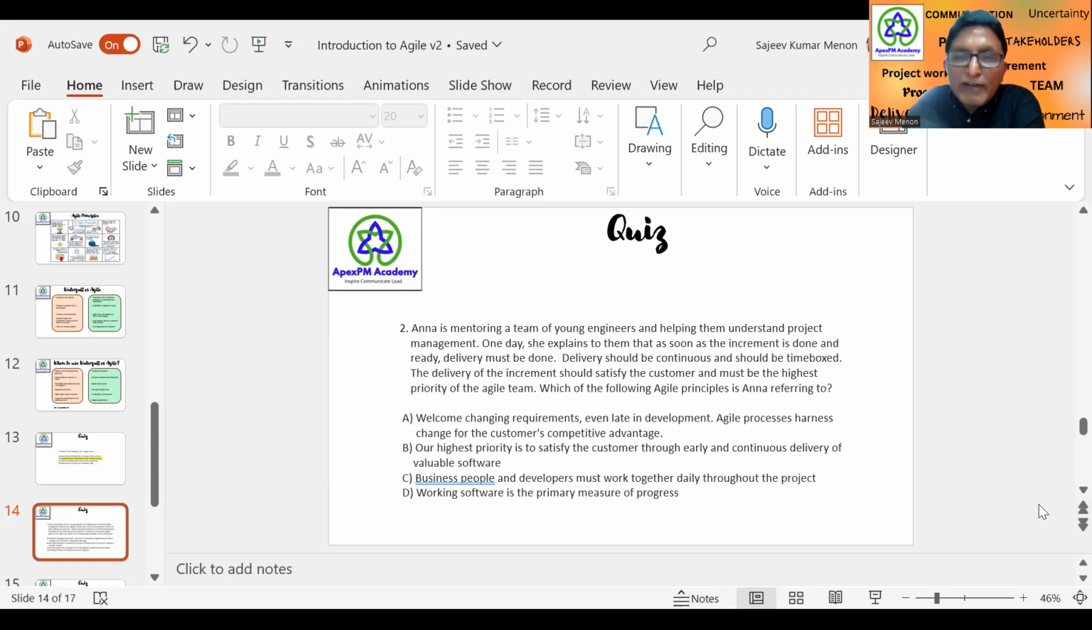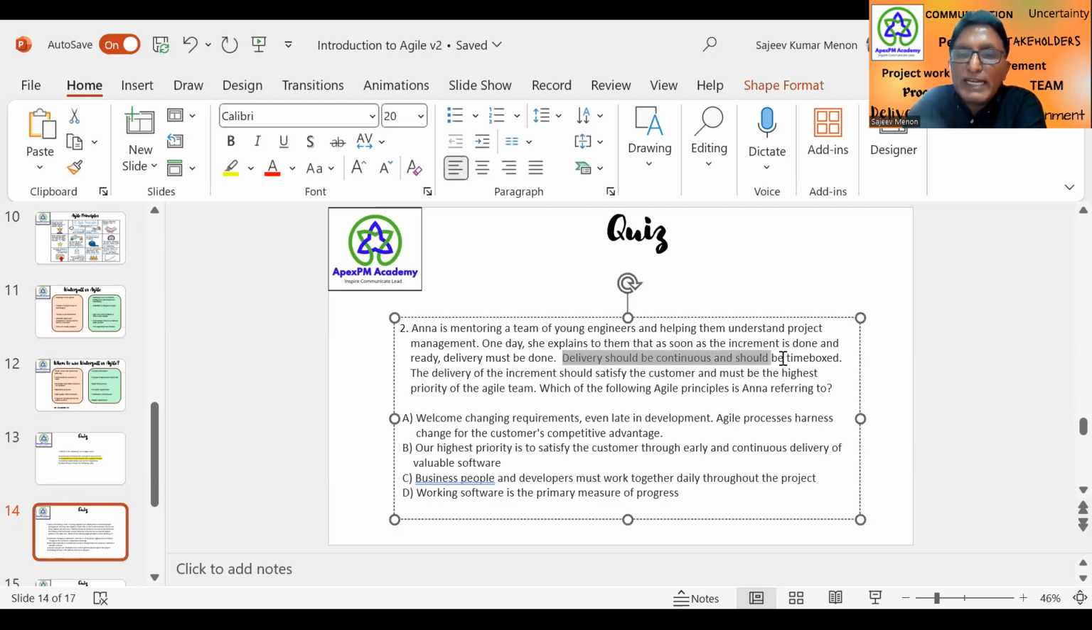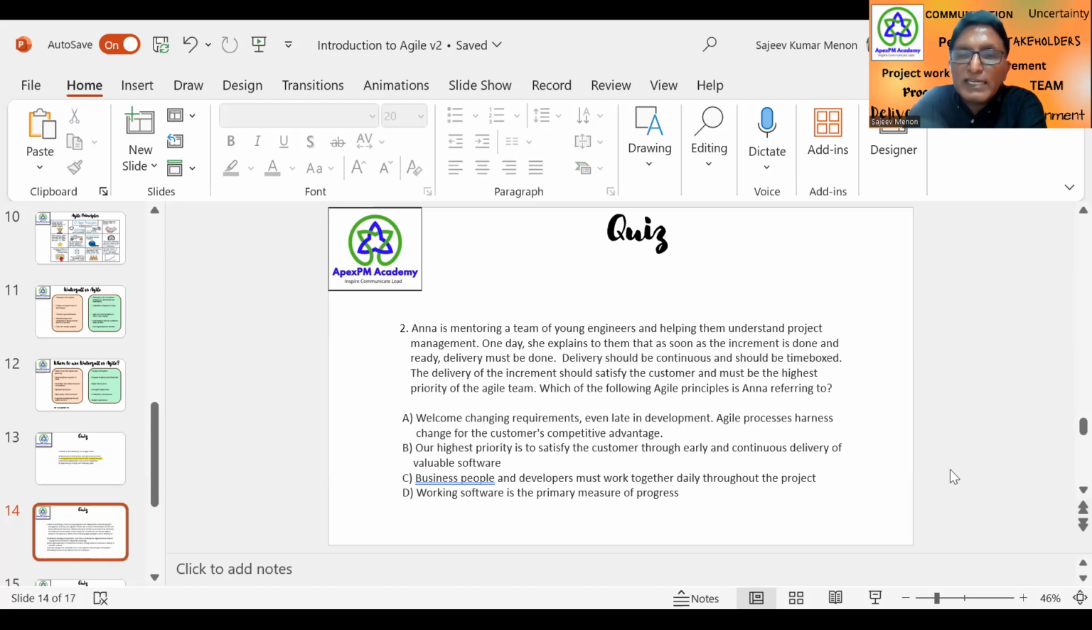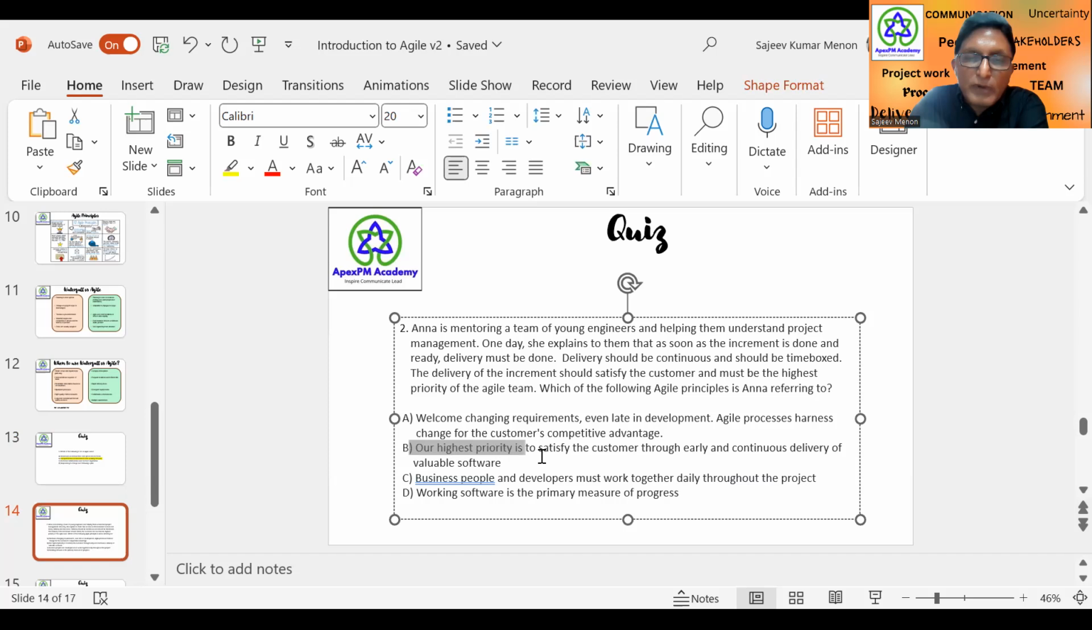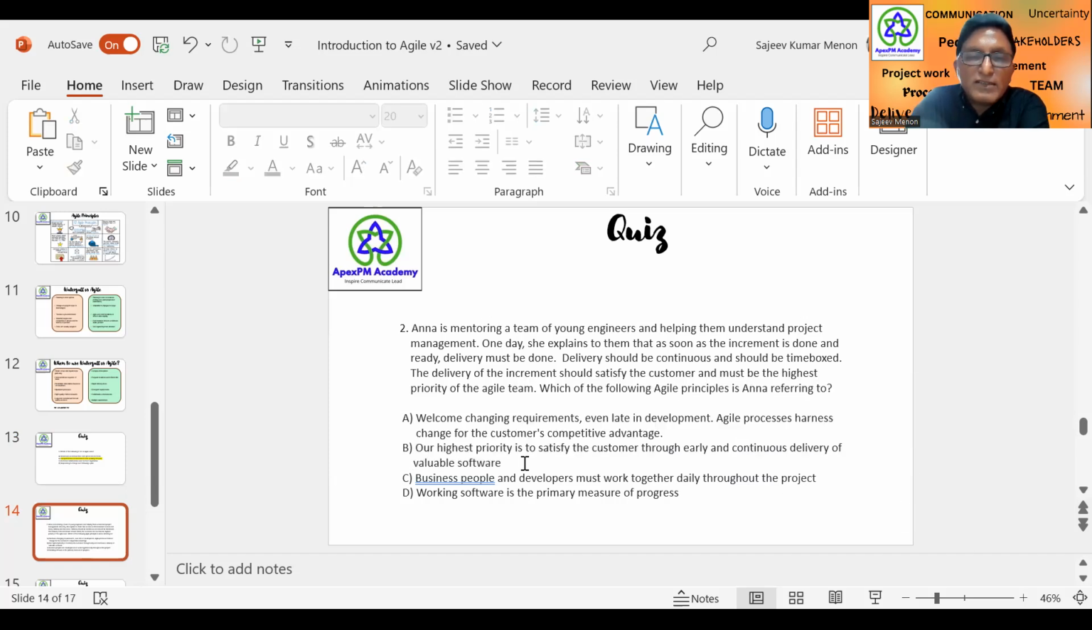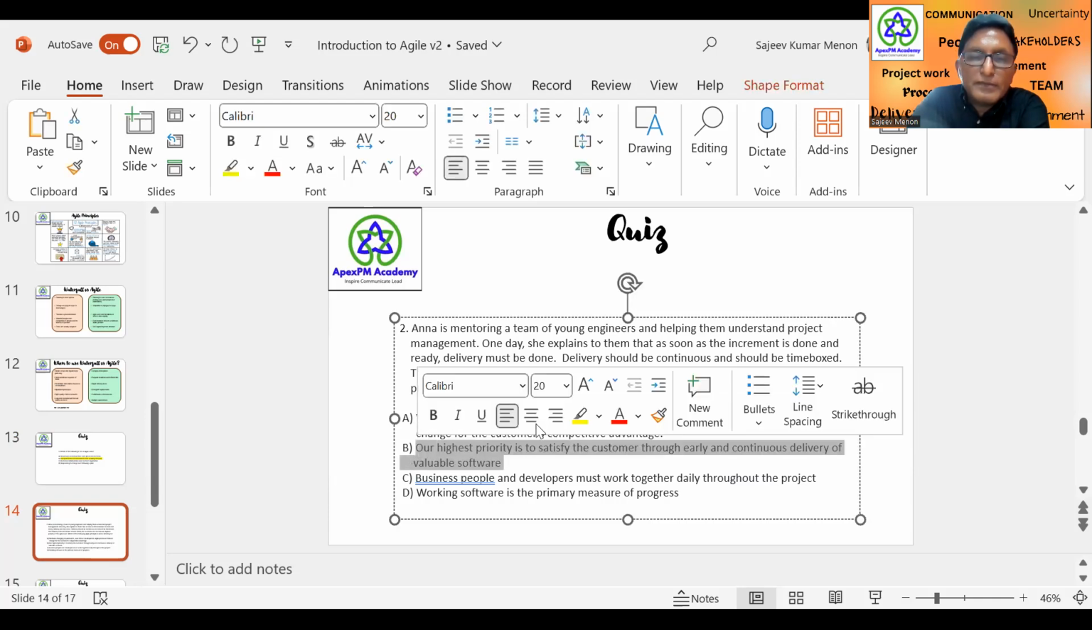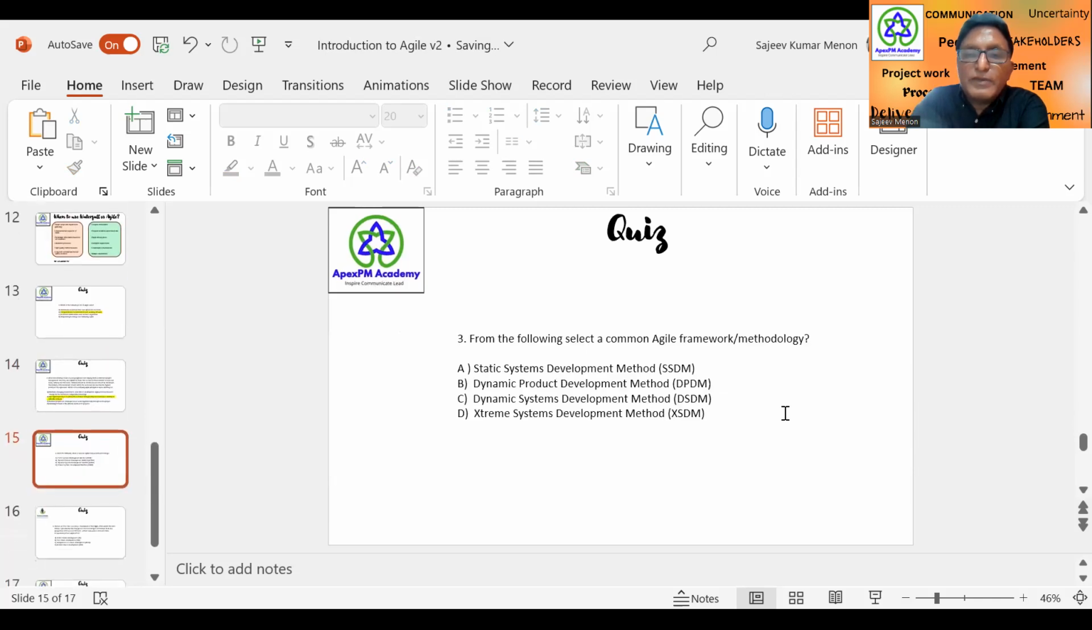So if you have read carefully, you can see in the question, it states delivery should be continuous and should be time boxed. So it is talking about the continuous delivery principle. So here, you can safely strike away choices A, C, and D, which are not talking about delivery. The only option which is talking about continuous delivery is choice B. So B is the right answer. Come to the next question.